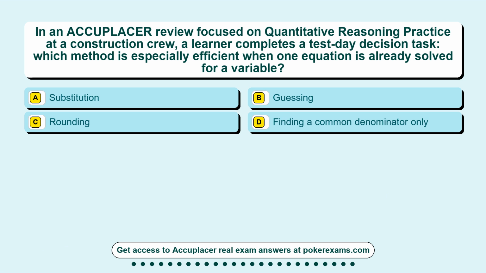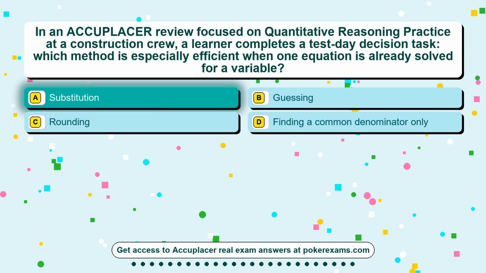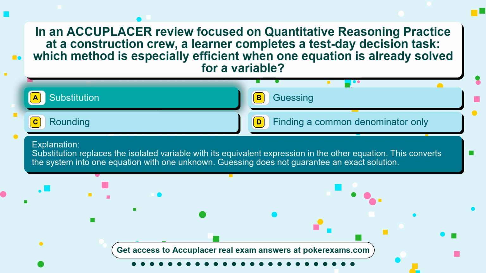Question 25. In an ACCUPLACER review focused on quantitative reasoning practice at a construction crew, a learner completes a test-day decision task. Which method is especially efficient when one equation is already solved for a variable? Option A, substitution. Option B, guessing. Option C, rounding. Option D, finding a common denominator only. The correct answer is option A, substitution. Substitution replaces the isolated variable with its equivalent expression in the other equation. This converts the system into one equation with one unknown. Guessing does not guarantee an exact solution.